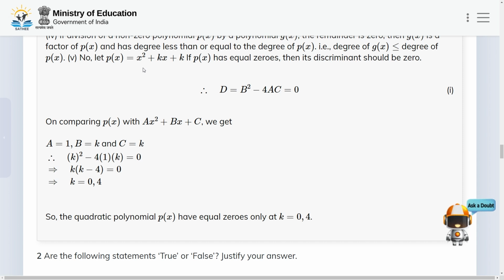When comparing p of x with ax square plus bx plus c, here we get a is equal to 1, b is equal to k, and c is equal to k. Therefore k square minus 4 times 1 into k is equal to 0. So it implies k times (k minus 4) is equal to 0, and it implies k is equal to 0 and 4. So the quadratic polynomial p of x has equal zeros only at k equal to 0 and 4. And now let us move to the next problem.